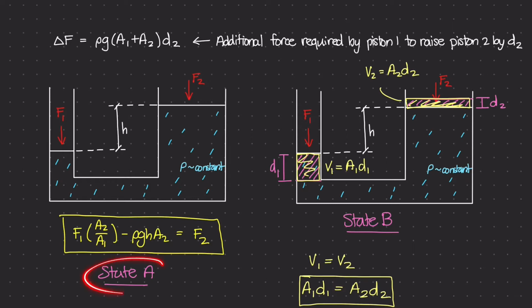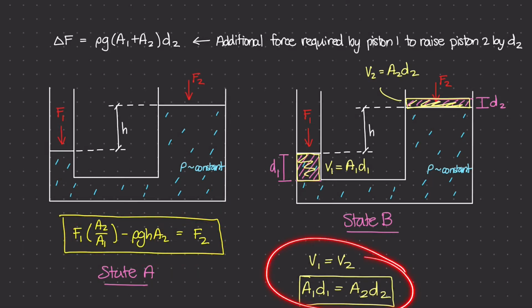We are going to continue on from where we left off in the last video, and that was really studying this state A and state B, and we had these two equations: the equation for F2 here, and the equation relating the two volumes of liquid that we displaced when we pushed down piston 1 by a distance of d1.